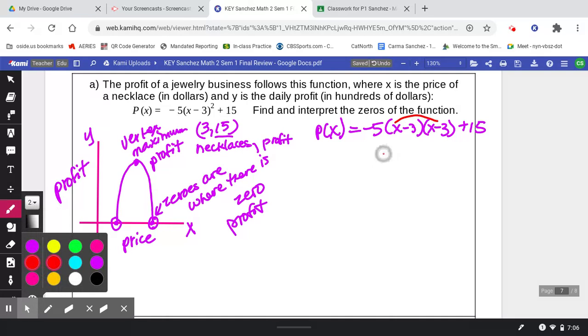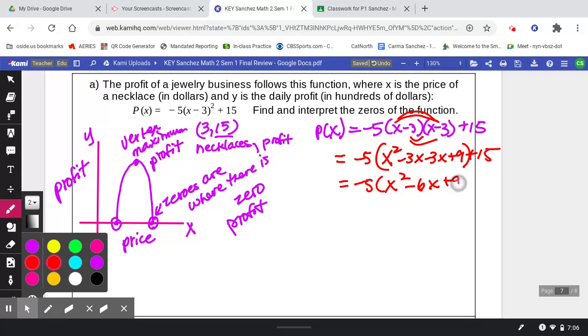So x times x is x squared, negative 3 times x, and negative times negative equals 9. That gives us x squared minus 6x plus 9. That's a perfect square trinomial. Now we're going to distribute the negative 5 to everything. And then we need to add that 15 at the very back.